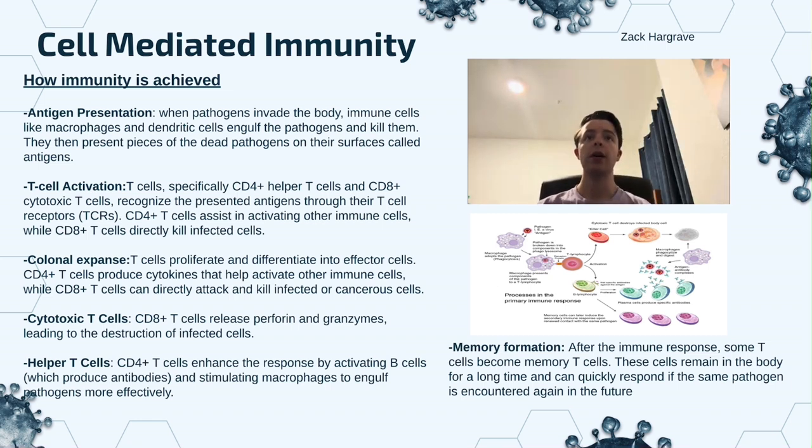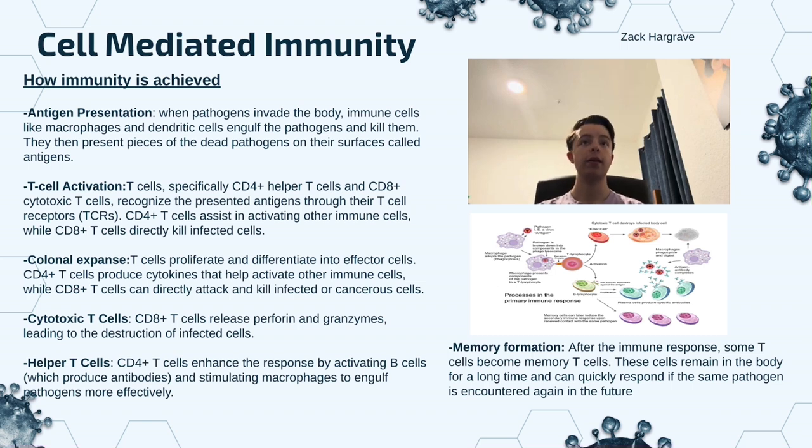I am going to be briefly explaining how our immune system achieves immunity using T lymphocytes. When pathogens invade the body, immune cells like macrophages and dendritic cells engulf and destroy them. After this, they display the pieces of the pathogens they just destroyed, known as antigens, on their surfaces, signaling the need for an immune response.